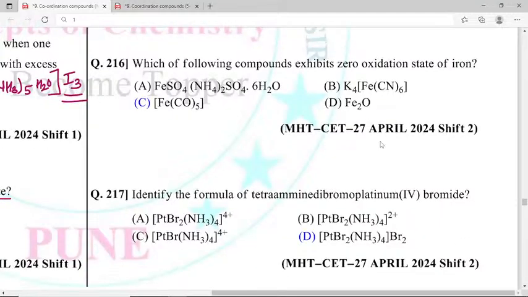Which of the following compound exhibit zero oxidation state of iron? Zero oxidation state. So Fe has the X value plus carbon monoxide 5 times. Each carbon monoxide is 0, equal to 0. So X is equal to 0. So this is your answer. 0 oxidation state. Here it is +2 oxidation state. Here it is +1 oxidation state. Here K4, 4 plus, 4 minus, 4 plus, +2 oxidation state.